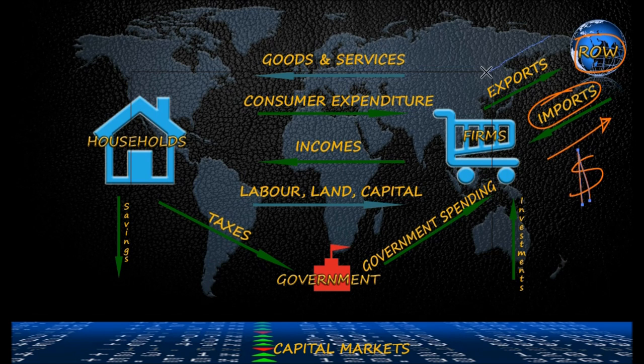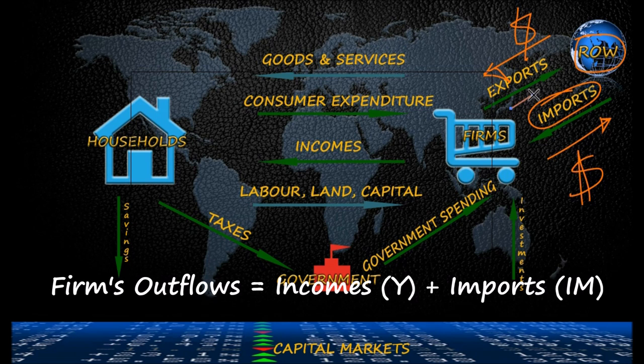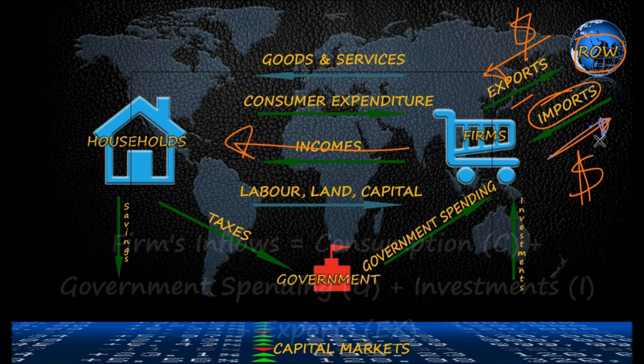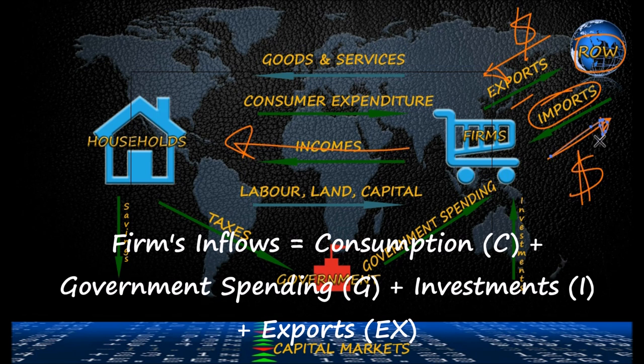Now, when we look at outflows from firms, we see that firms pay incomes to households plus they pay for imports. Therefore, the total outflows from firms now become incomes plus imports. With exports introduced in our new economy, expenditure now becomes consumption expenditure, plus government expenditure, plus investment, plus exports.